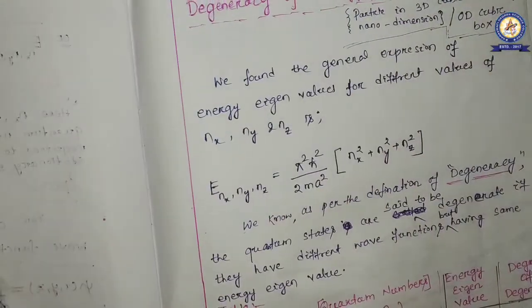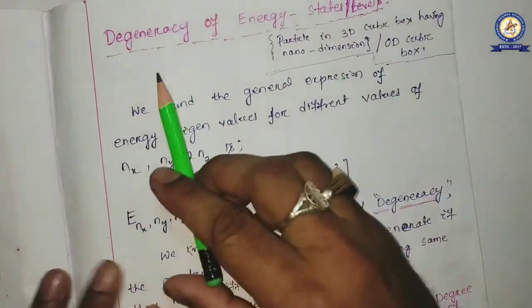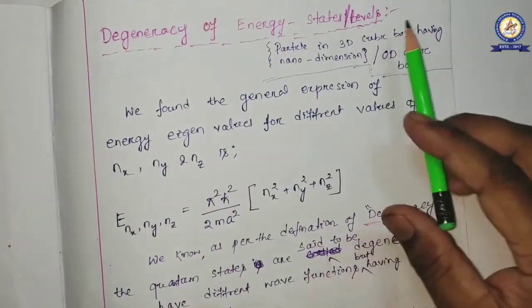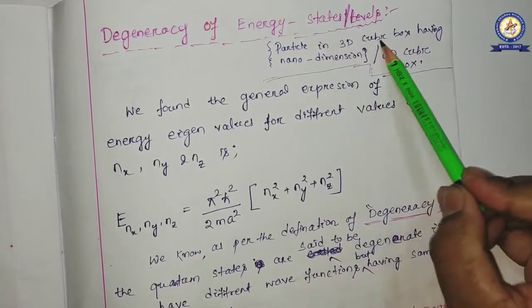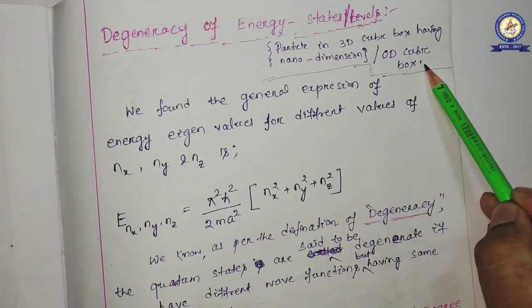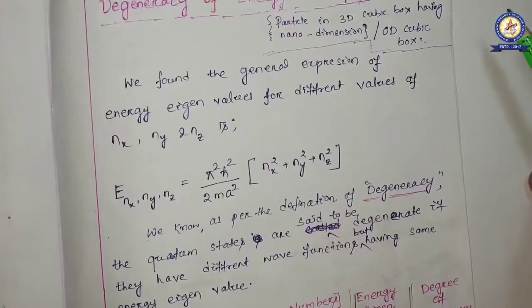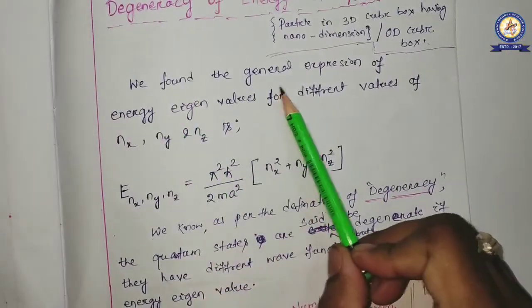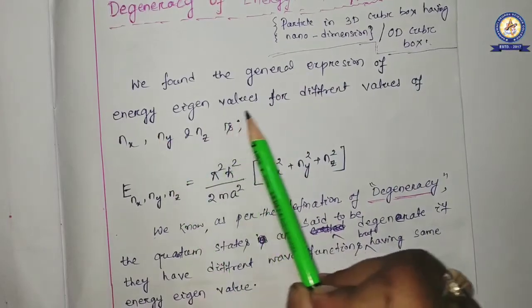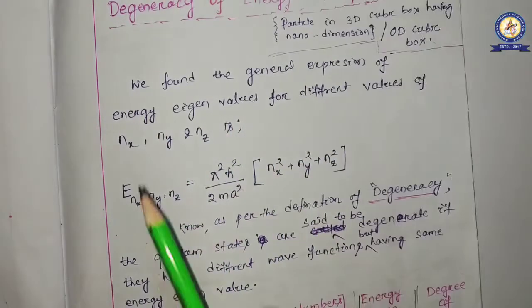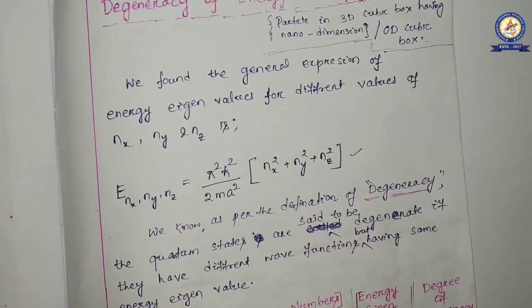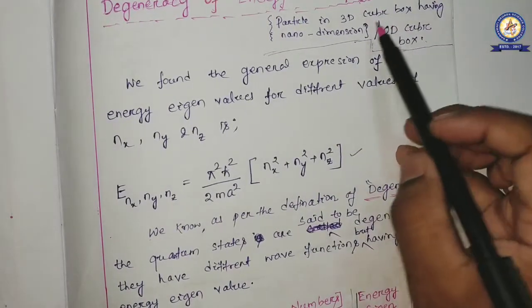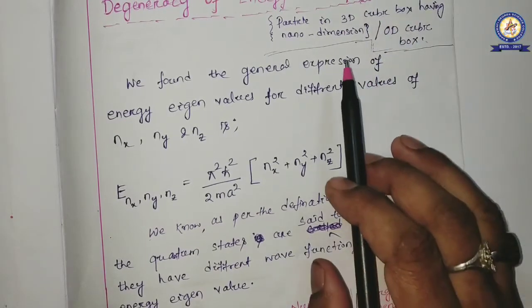So in today's class we are going to discuss the degeneracy of energy states or levels when the particle is confined in a 3D cubic box or 0D cubic box. Okay, so let's start. We found the general expression of energy eigenvalues for different values of nx, ny, nz, for a particle confined in a 3D cubic box.